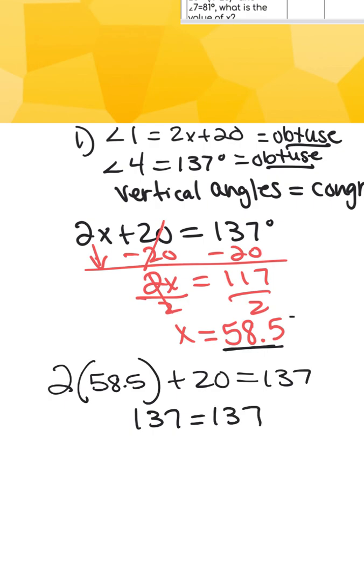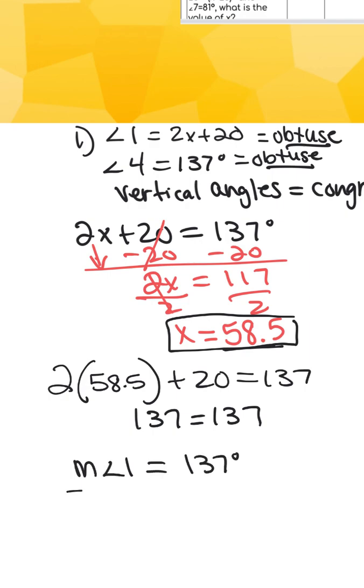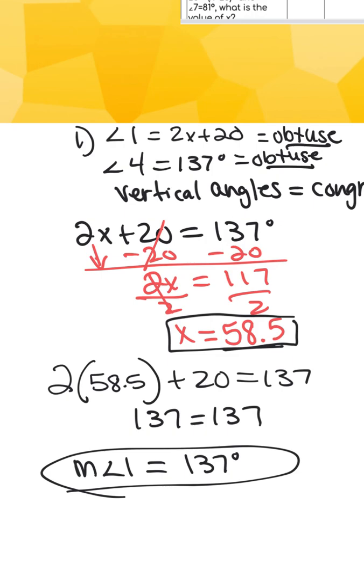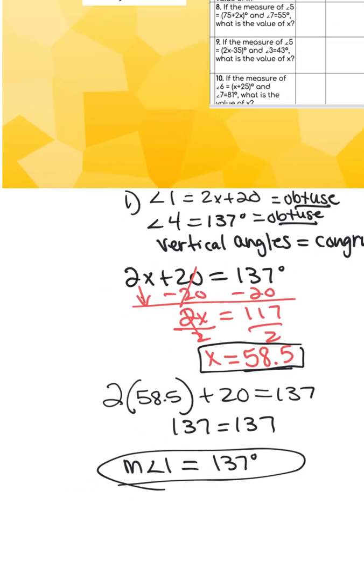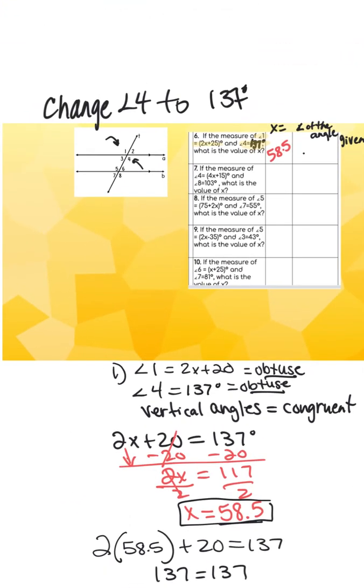So this is the answer. I just proved that this was the answer. And it is the measure of angle 1 as well. So the measure of angle 1 equals 137. Of course, you should know that because both of these angles are congruent. So you could just say, oh, well, measure of angle 1 is 137, but they also wanted to know what x was. Okay, so 137 degrees, angle 1.